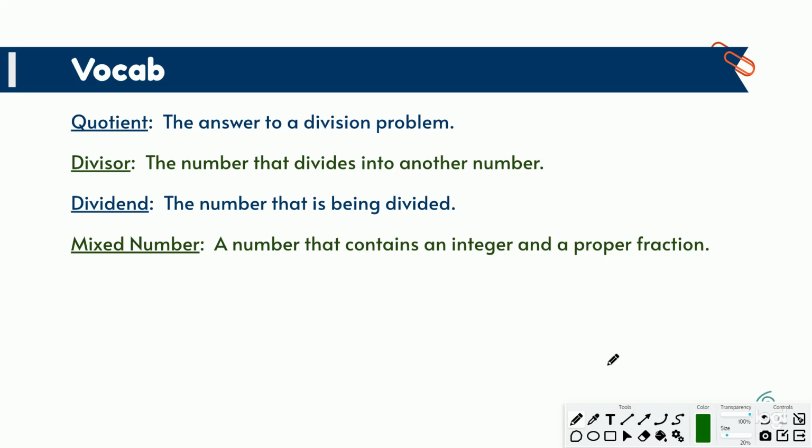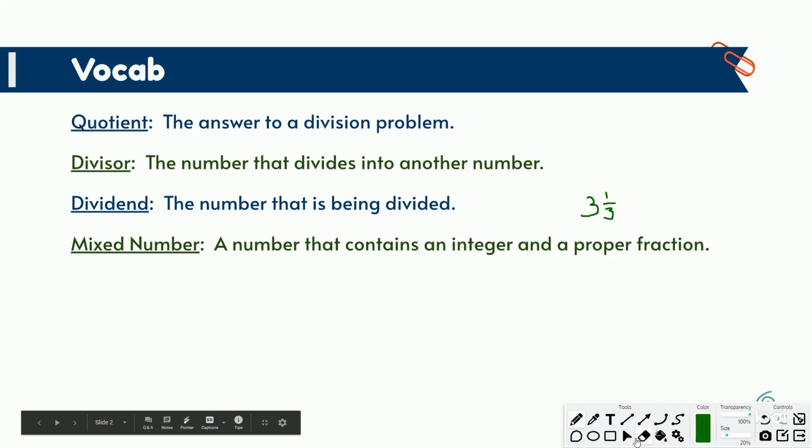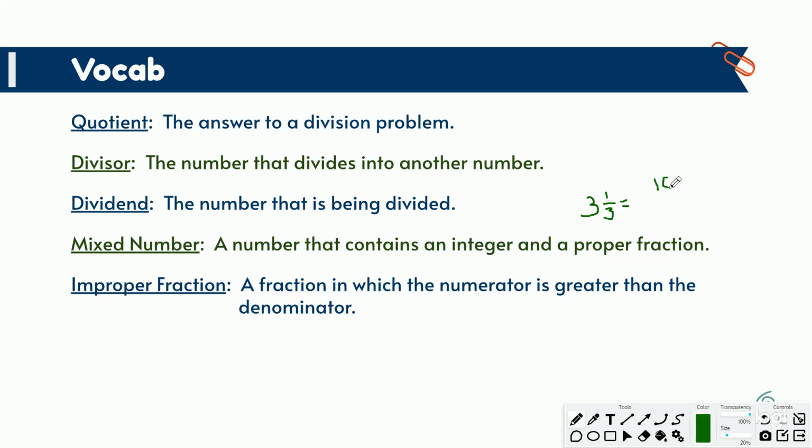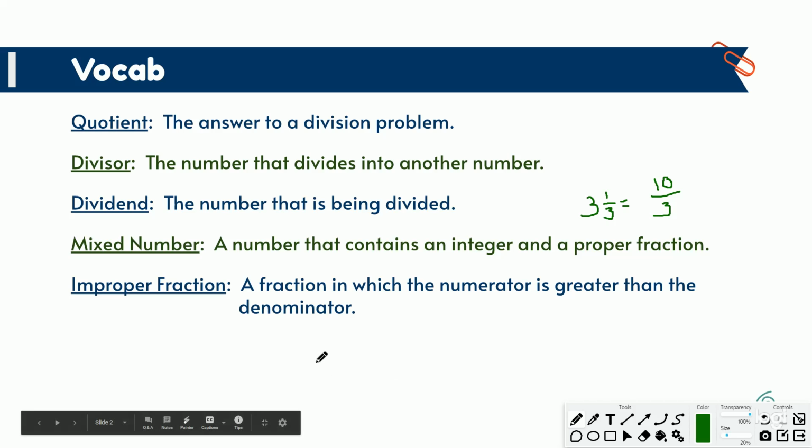Then we have mixed number. This is a review from earlier in our chapter, but a mixed number is a number that contains an integer and a proper fraction. So it has a whole number, like 3 and 1/3. It has a whole integer, which is 3, and then a proper fraction, which is 1/3. An improper fraction would be if this was not a mixed number, we'd have 3 times 3 is 9 plus 1. So 10/3 would be our improper fraction.